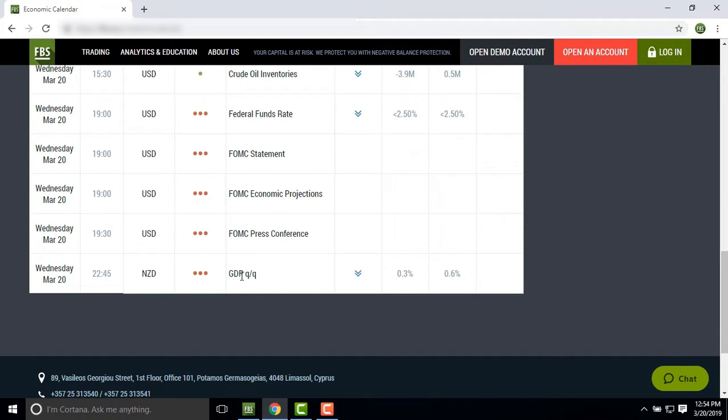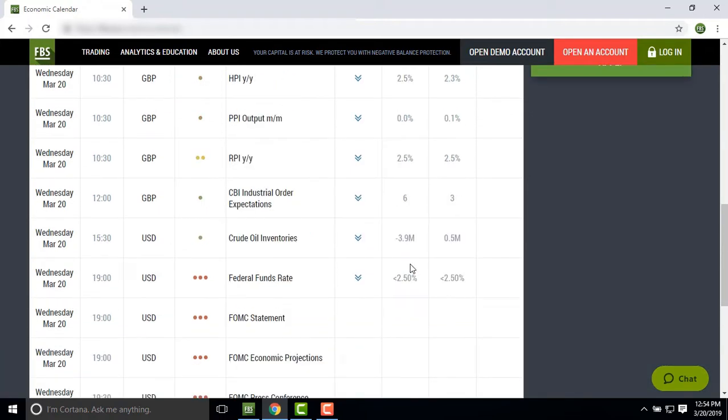During the late trading hours, New Zealand will release its quarterly GDP growth. According to the forecast, the indicator will advance by 6 basis points. The higher than expected level will push the kiwi higher. Let's not forget about the oil.